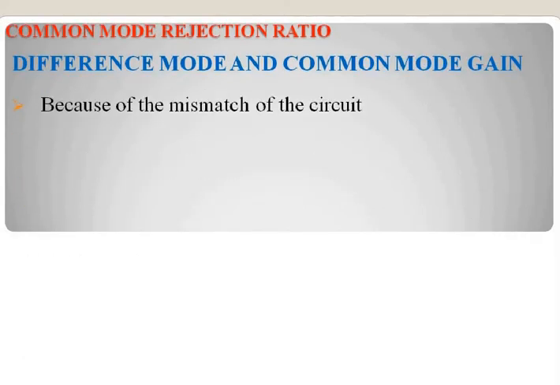Actually, why this happens is due to the mismatch of the circuit. We know that a differential amplifier is obtained by combining two symmetric emitter biased circuits. If they are symmetric, that is, if all the parameters are the same, as in the ideal case, the output voltage will be 0 if both inputs are the same. But in the practical case, even if the two circuits are symmetric, there will be slight variation in their parameters. There will be some mismatch between the two circuits. That is the reason why there is output voltage even if the two inputs are the same.